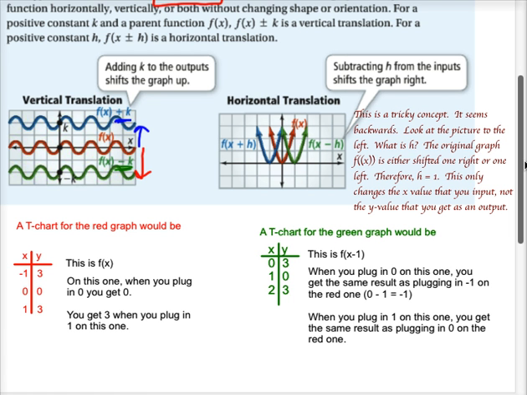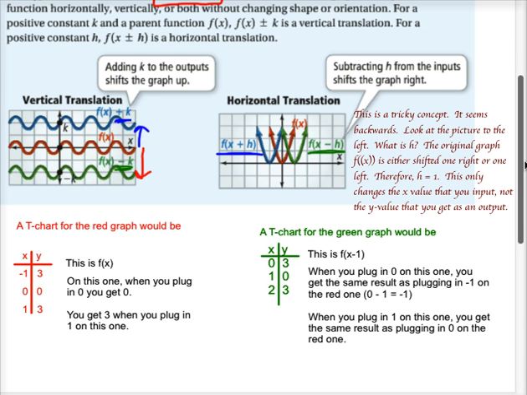Now, for a horizontal translation, again, the red is going to represent the parent function. I want you to notice how they're representing it here. This time, that value is being added and subtracted from the x itself, okay? So that is what's creating our horizontal change. And again, horizontal being the x-axis, so really it makes sense that these changes occur in the x itself.